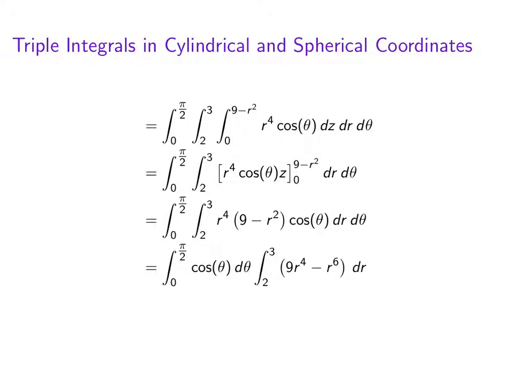Now we can factor the integral, separate out the theta and the r's, and that's because the limits of integration are all constants. The rest of the computation is fairly straightforward, and I'll leave it to you to work out the details. You're going to end up with 2,998 over 35.